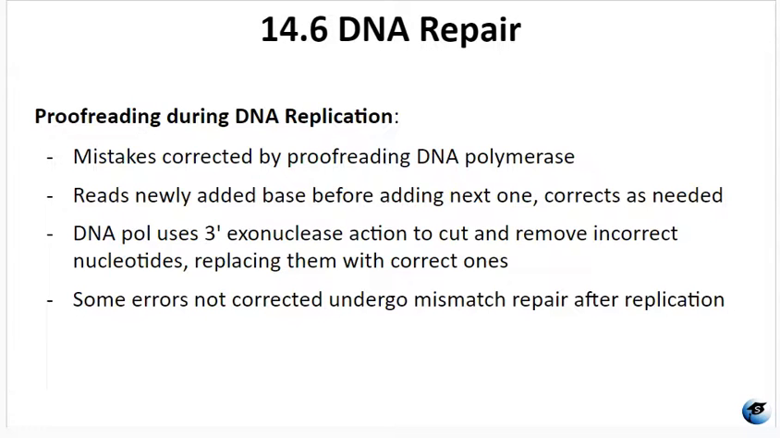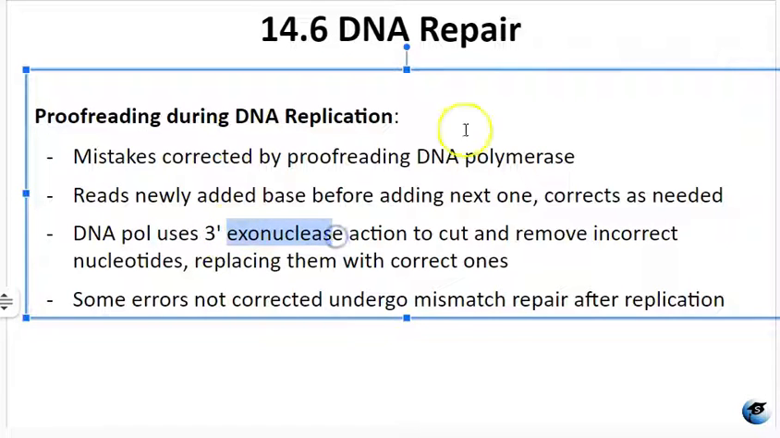Now, as we saw a minute ago with the thymine dimers, DNA polymerase does do some proofreading. It reads the newly added base pairs before adding the next one. And if the base is correct, the polymerase continues. But if it's not, the polymerase will cut the phosphodiester bond and remove that nucleotide. And it does this using this enzyme called exonuclease.